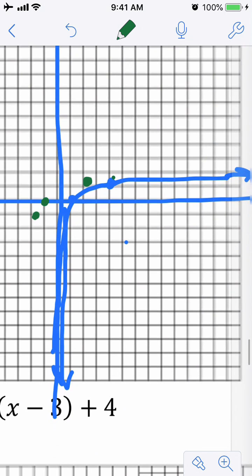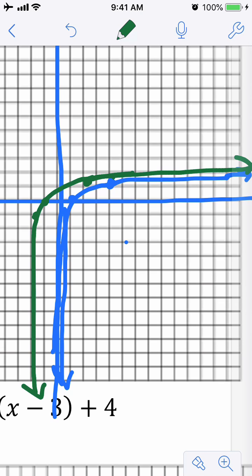16 going back 2 would be 14, so that's still off the page. So let's go back there, kind of skim there. And then we're going to skim on negative 2 as opposed to on the y-axis where x is 0.